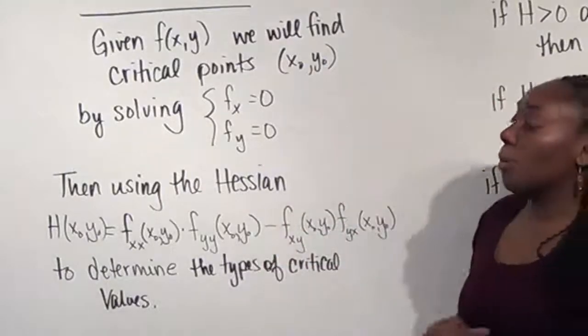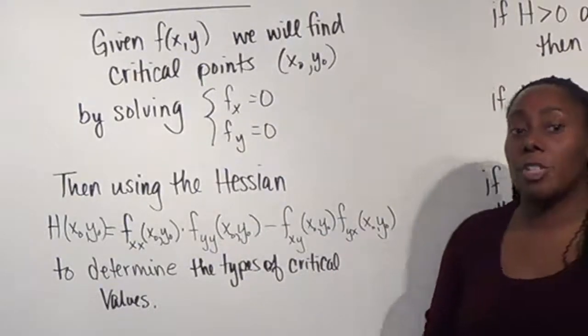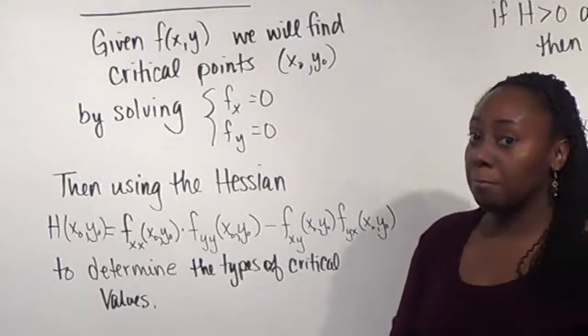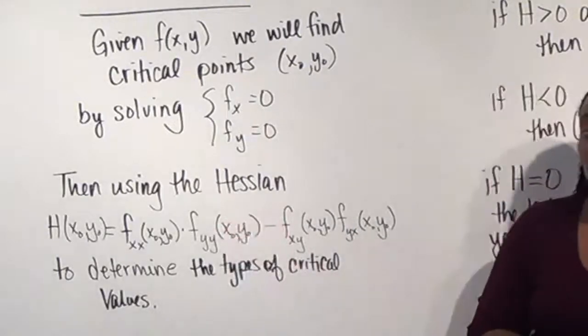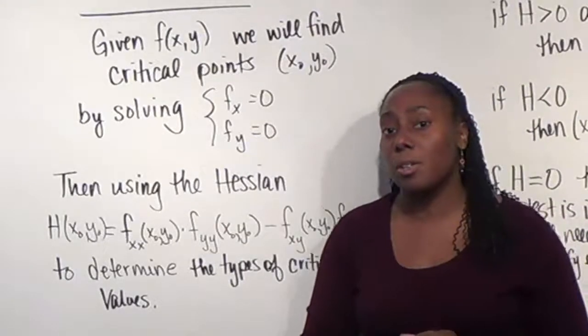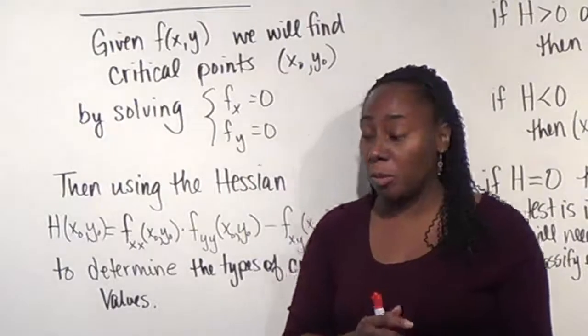Okay? Then what we're going to do is use what we call the Hessian. The Hessian is our second derivative that's going to tell us about what the critical points are doing. And like I said, this is a little bit more involved than just finding the second derivative of a one-variable function, because now we have to take into account the different directions that we're looking at.